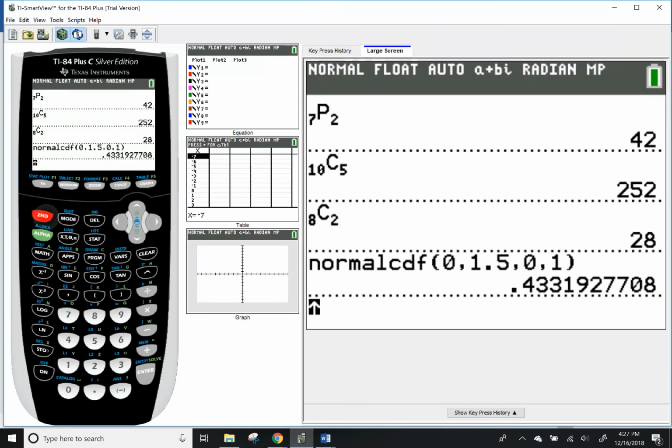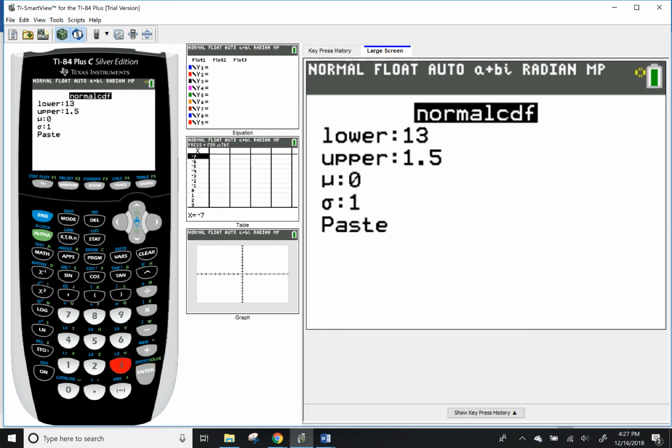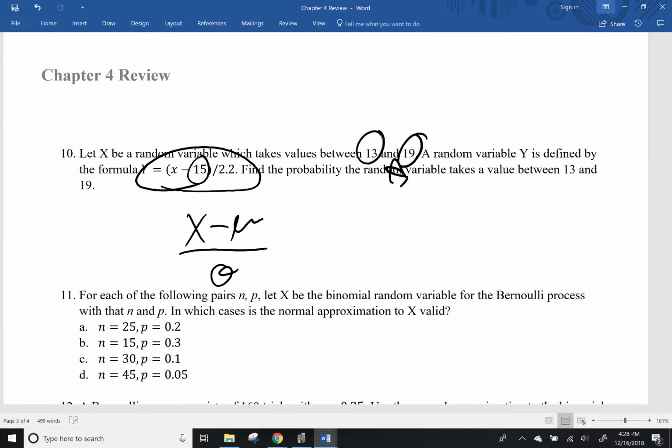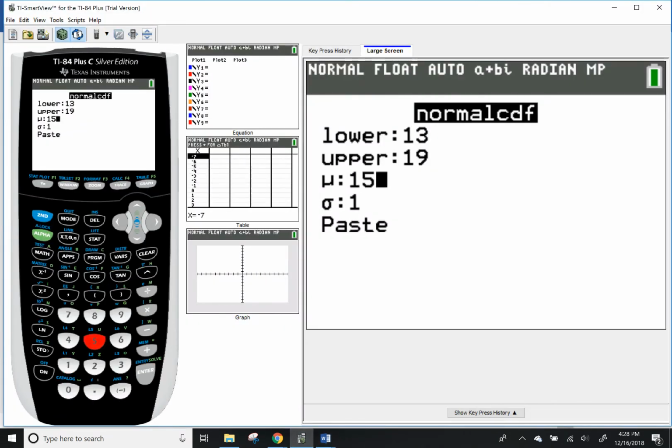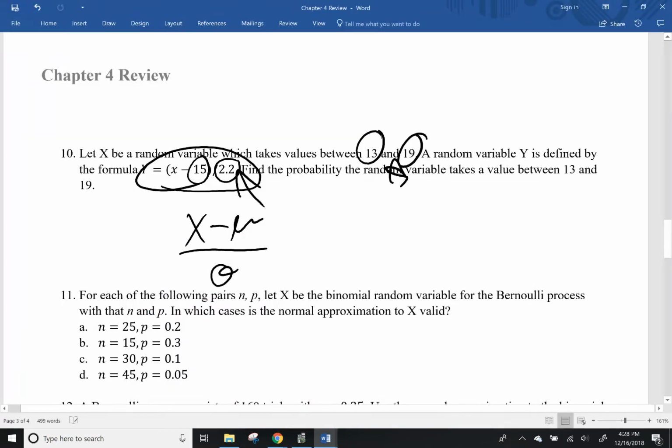So we're going to go back to our calculator, go to our second vars, go to our normal CDF. Our lower bound was 13, our upper bound was 19. And now you have to remember that x minus the mean means that this here, 15, is the mean, divided by the standard deviation, which makes 2.2 the standard deviation. So those are the numbers that I need to plug in the calculator. So mean is 15, standard deviation is 2.2. And now just let the calculator do the work. You get your answer.